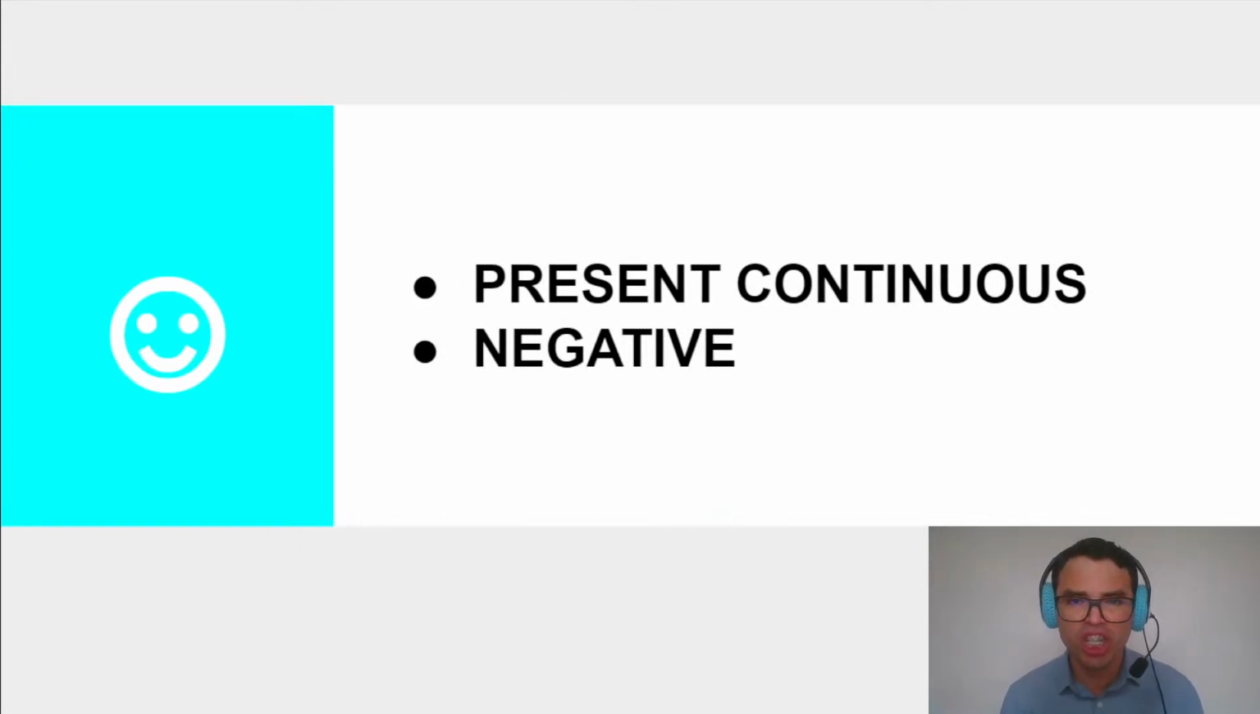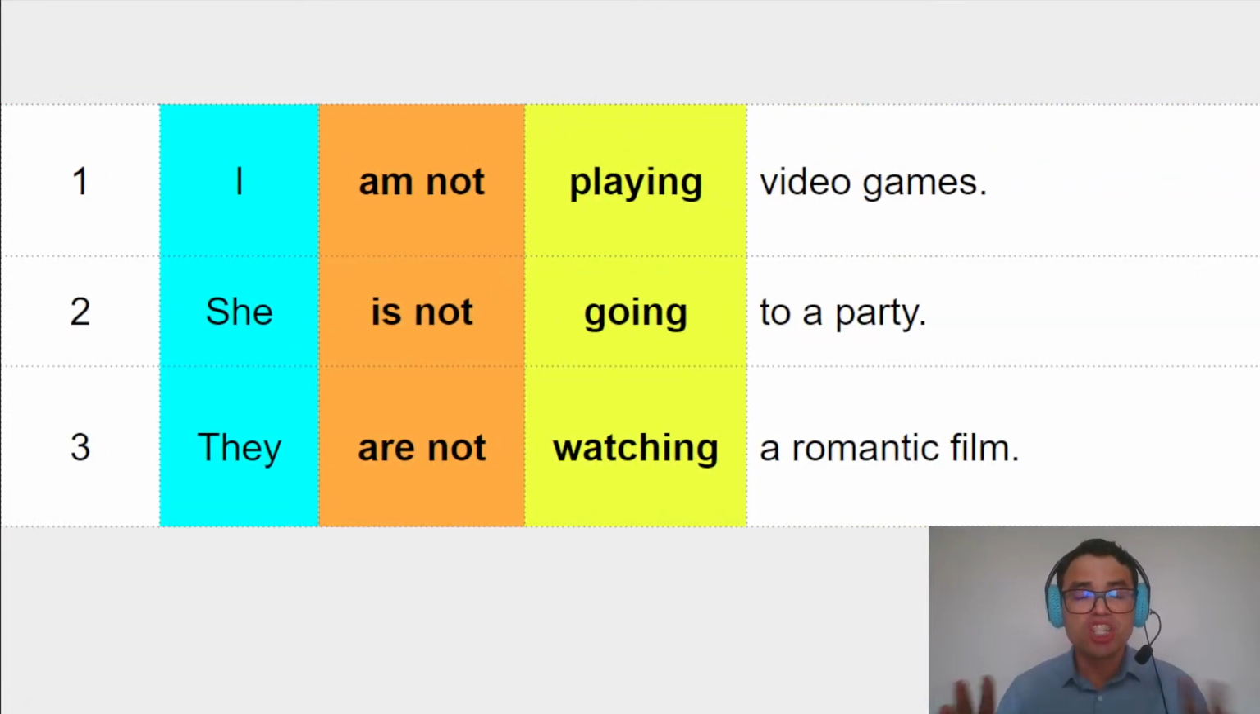What about the present continuous in negative sentences? You can also do that. You don't change the order of the words that much. You only have to use the verb to be in orange in negative form. So again, subject in light blue, the verb to be in negative in orange, a verb that finishes in ing in yellow, and a complement. In this way, you can talk about things that people are not doing right now at the moment of speaking.